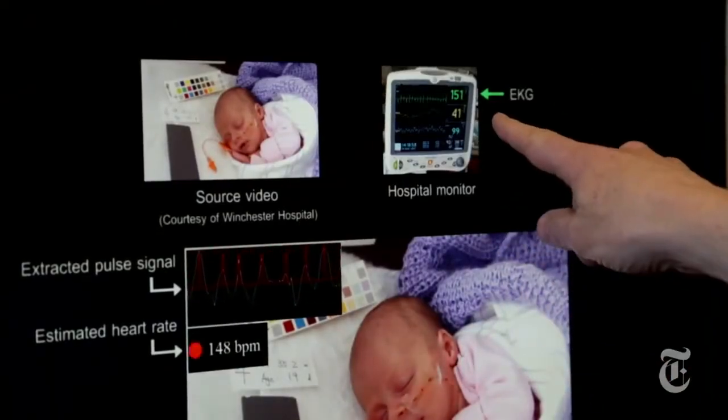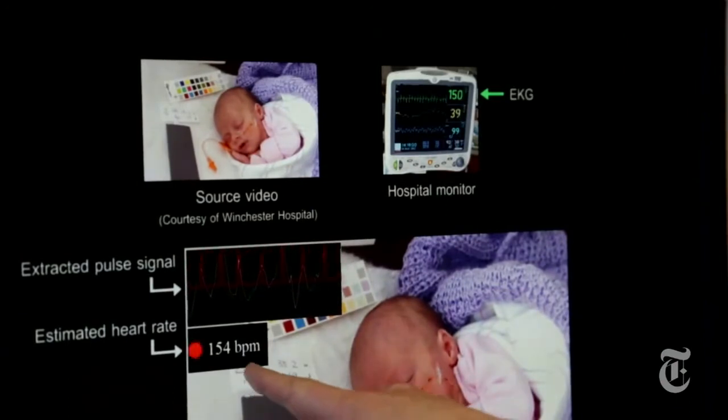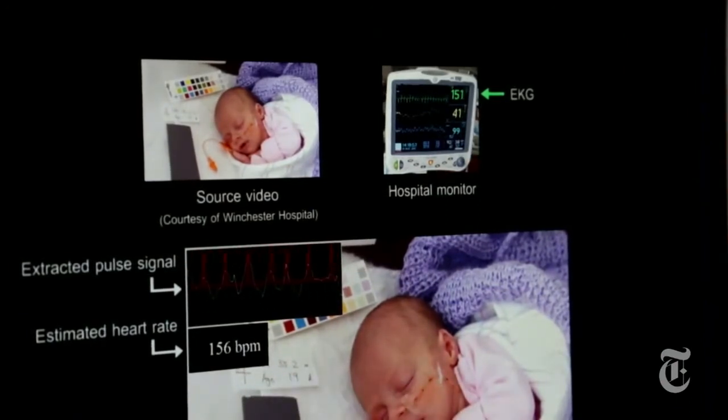So to verify that what we're measuring really is the pulse, we compared our measurement with an EKG that was attached to the baby at the same time. And they agree. So the videos we've been showing you are ones that we took, but you can also go and apply this method to other videos as well.